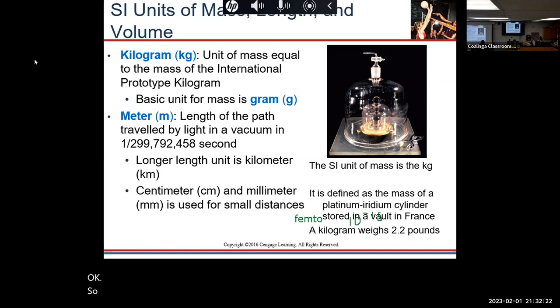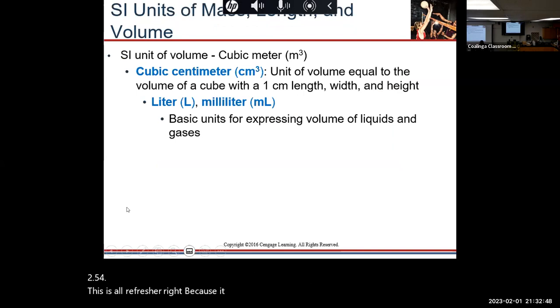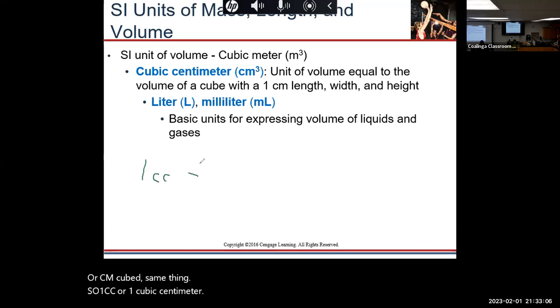So 1 kilogram is equal to 2.2 pounds. You guys already know 1 inch equals how many centimeters? 2.54. It's all refresher, we already talked about it. The cubic centimeters, or cc's, or cm cubed, same thing. So 1 cubic centimeter will also equal how many milliliters? Any of you guys remember? We discussed this.